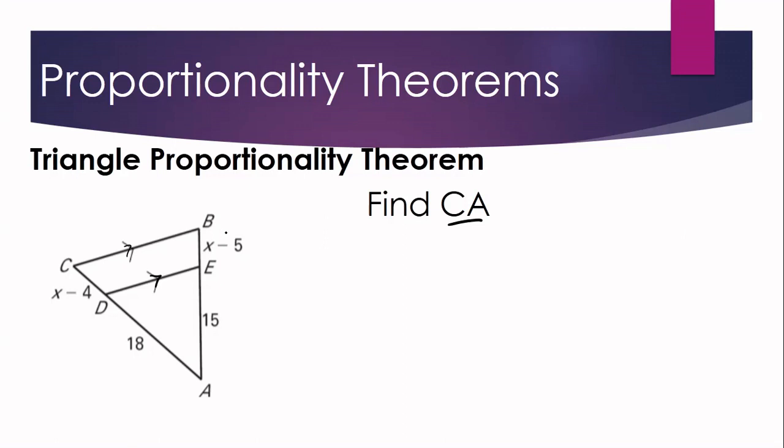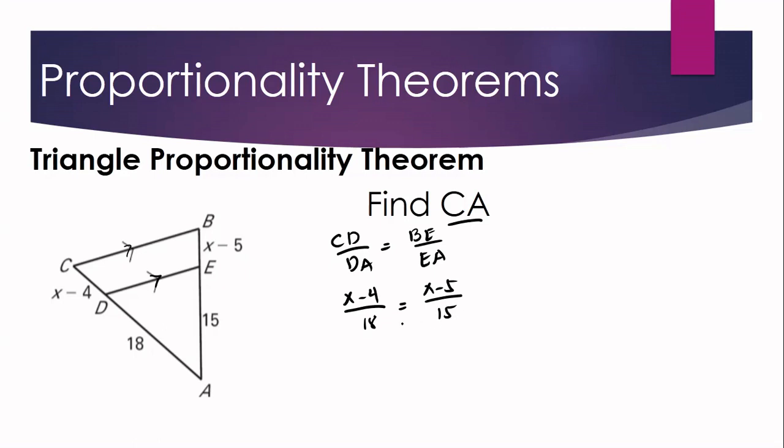So it will divide AB and AC proportionally. We can have the ratio of CD to DA is equal to the ratio of BE to EA. And then we have CD, that is x minus 4. Our DA is 18. Our BE is x minus 5. And our EA is 15.